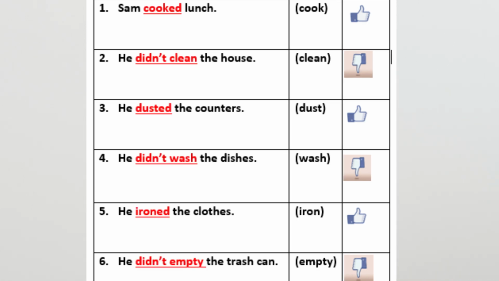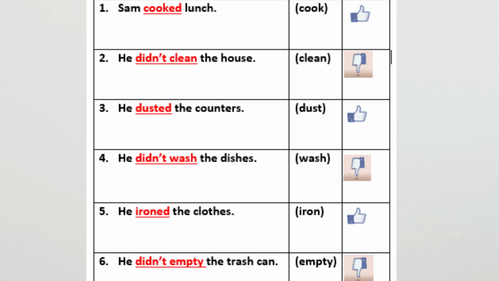Here are the answers to these 6 statements. Number 1, Sam cooked lunch. Number 2, he didn't clean the house.